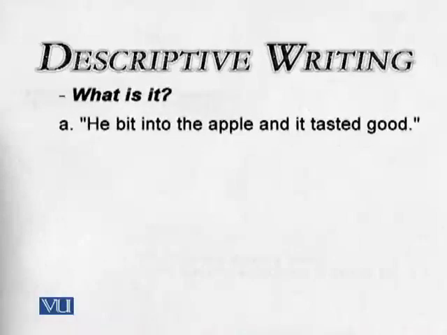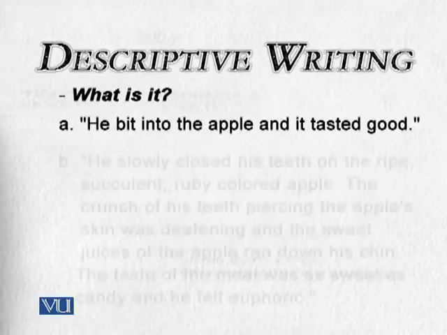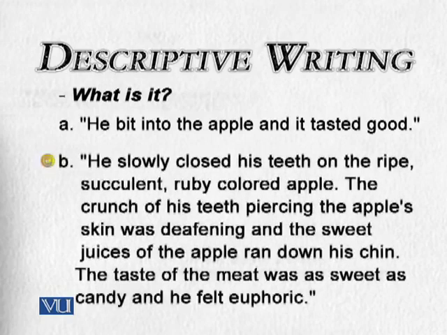If I read it for you, the same line which you wrote was, he bit into the apple and it tasted good. But a descriptive writer is going to change this line into something altogether different. Like the line goes, he slowly closed his teeth on the ripe, succulent, ruby-colored apple. Look at the choice of words. He slowly closed his teeth on the ripe, succulent, ruby-colored apple.